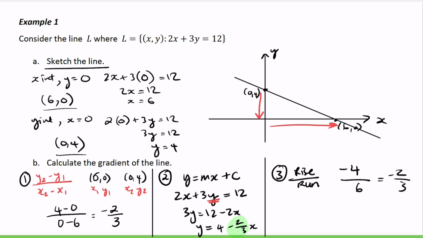So any one of these works in all situations. It's really up to you to figure out which one is the best one to use in the given situation that you have.